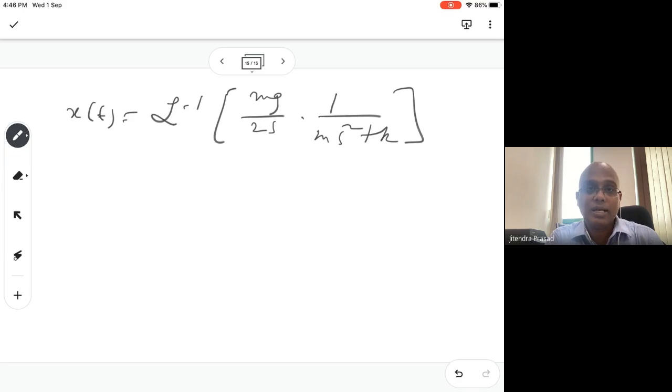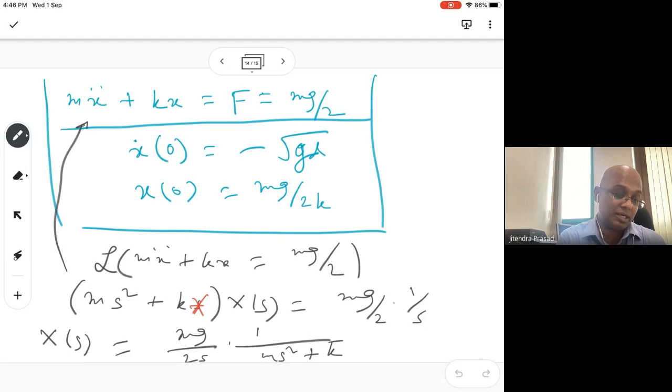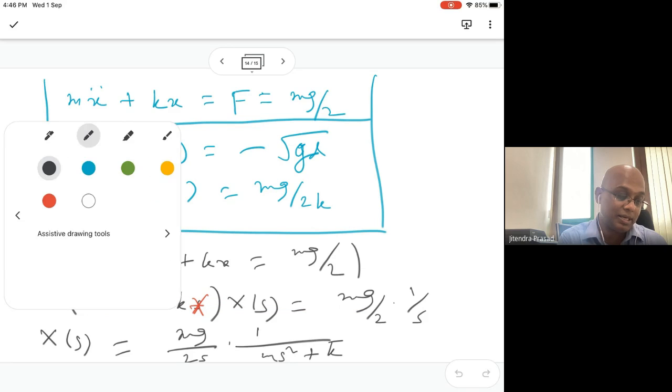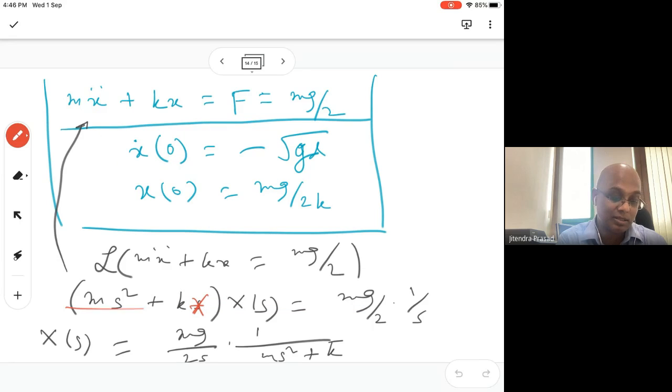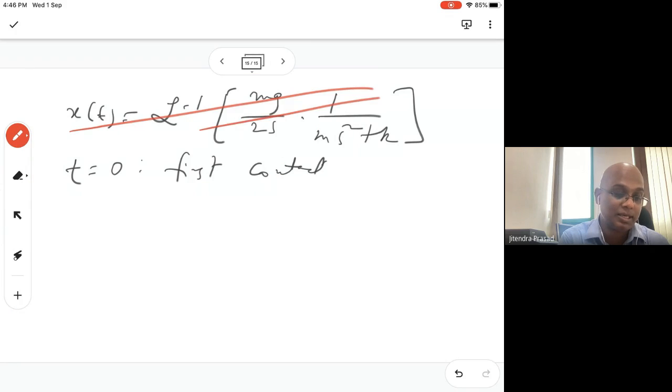The question is: determine the time elapsed from the first contact. So t equal to 0 is the first contact. Okay, so one thing guys, here we missed one thing. This is true only when this equals 0 and this equals 0. So this is not correct. Let me correct it now. I forgot to apply that, so this is incorrect.